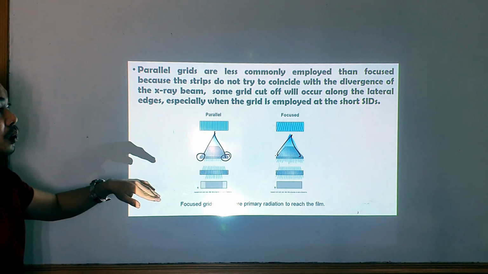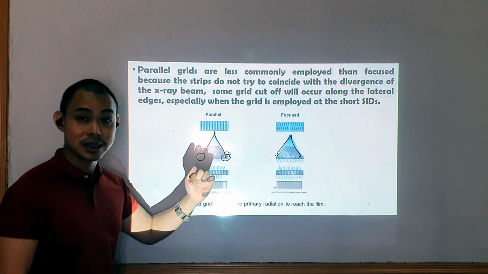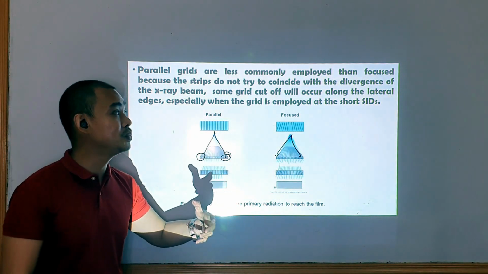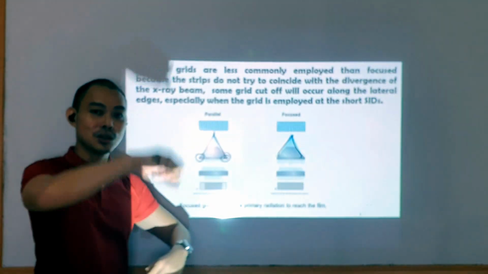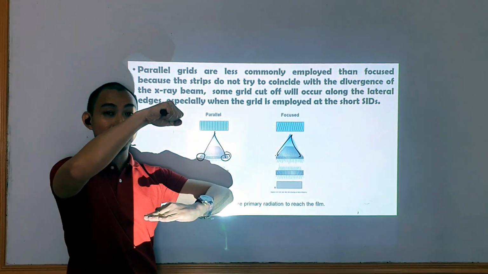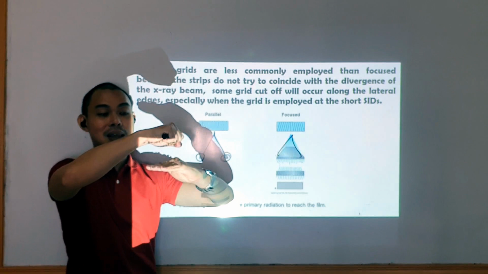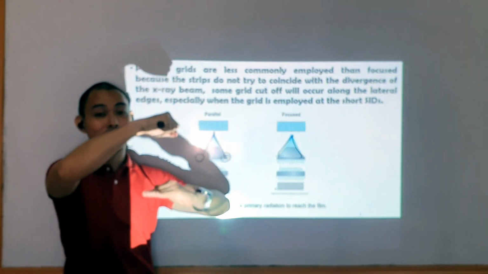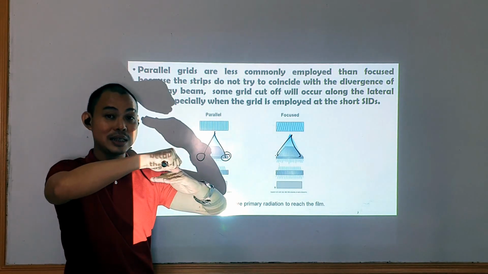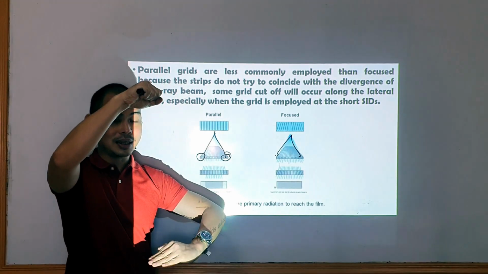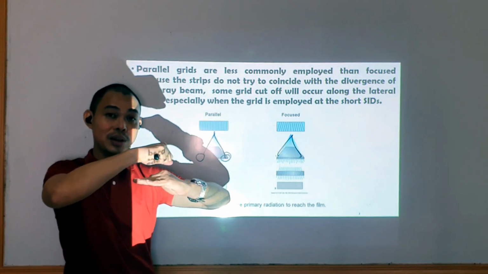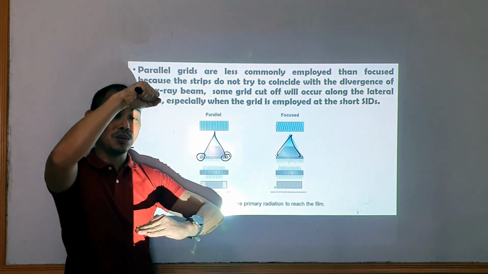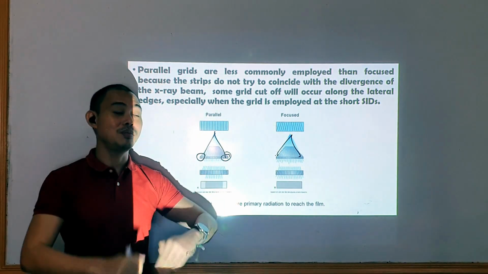Especially when the grid is employed at shorter source. What is your source? X-ray tube to image receptor distance. Okay? So source to image receptor distance, shorter. Let's make it shorter. It's like this. Okay? Longer like this. Decrease, increase distance. Decrease distance between the X-ray tube and your image receptor. Increase the distance between your X-ray tube and your image receptor.